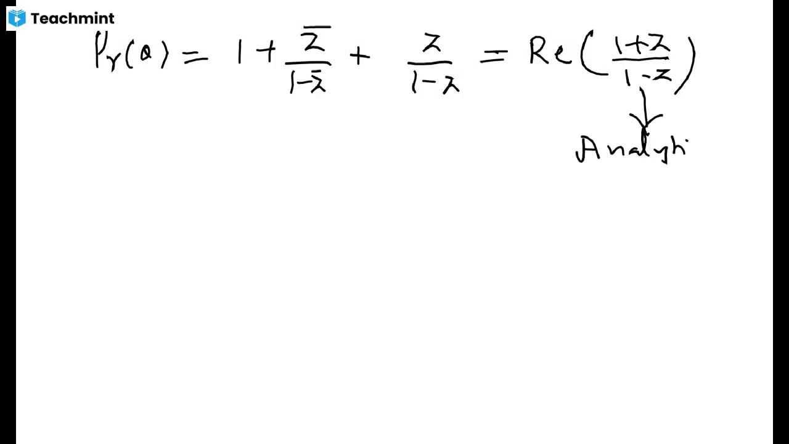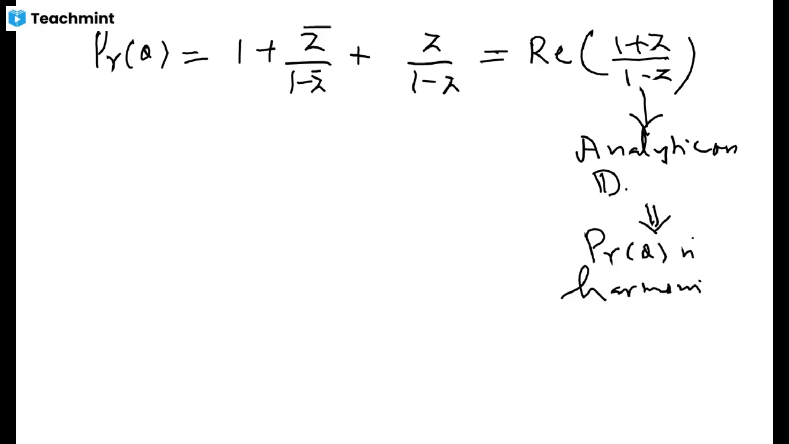This function is analytic on the unit disk. And once you know that it is the real part of an analytic function, what we know about analytic functions is that their real and imaginary parts are both harmonic functions, and hence it follows that this P_r(theta) is a harmonic function. The other properties you have to take as an assignment and prove.